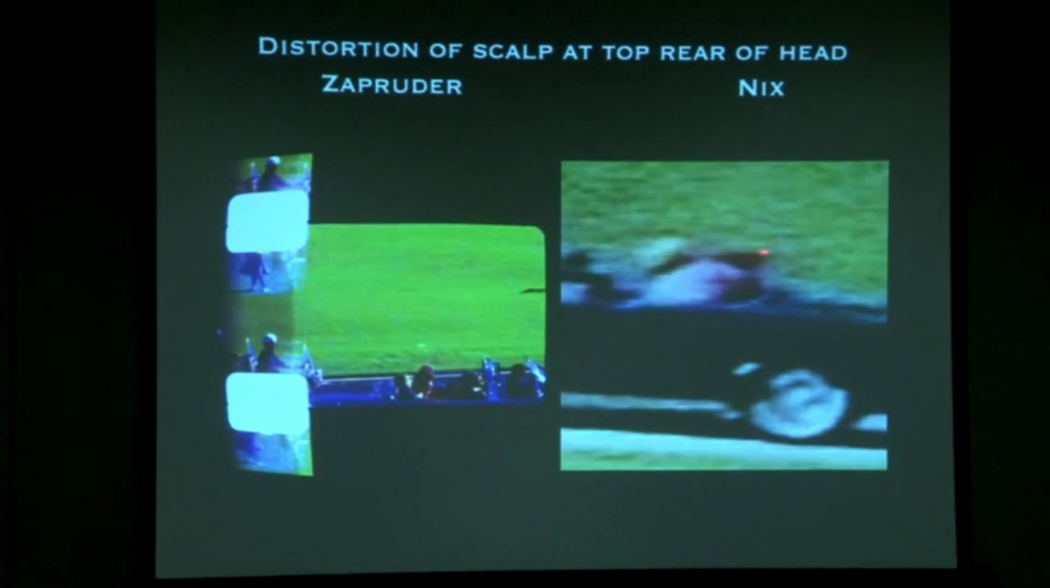The Zapruder, Nix, and many more films show this gross distortion of scalp, not loss of scalp, at the rear of the head during the assassination. There was no need to alter the films to cover up a blowout in the back because it wasn't there, as all the films show and the autopsy photos demonstrate.